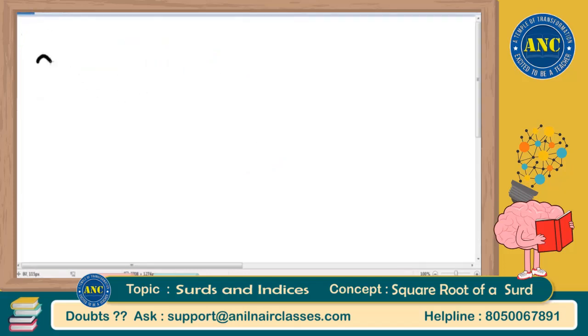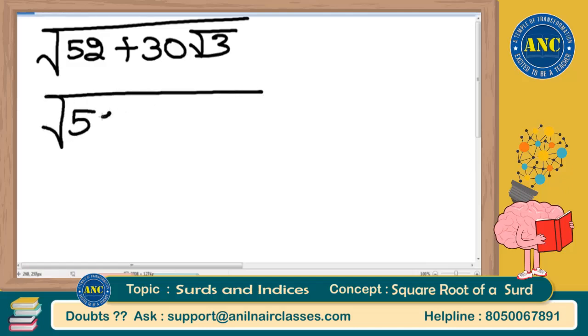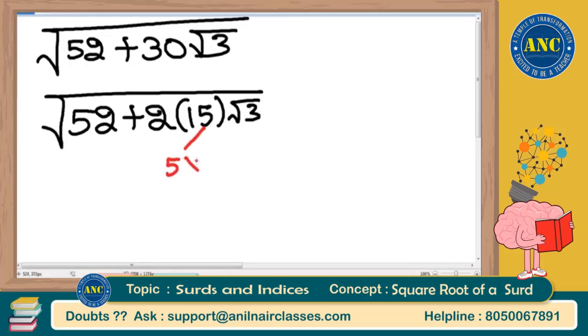Next question. Root 52 plus 30 root 3. Same logic. I don't want 30. I want it to be 2 into something. 2 into 15 root 3. Right? Again, can I write it as 15? I will express it as 5 into 3. 5 into 3 root 3.